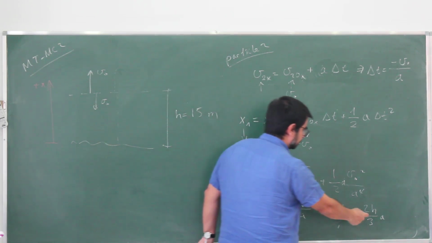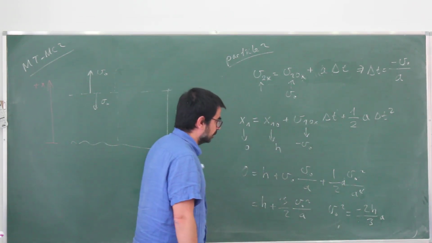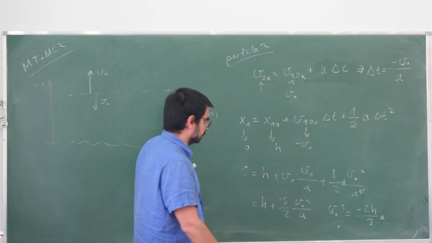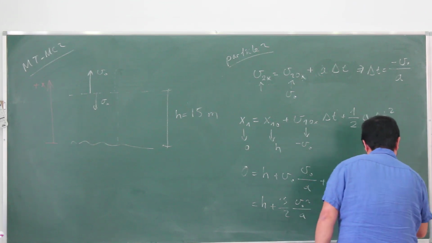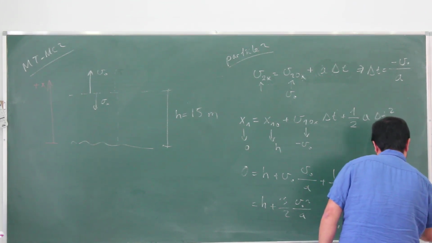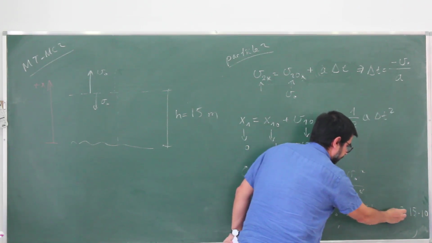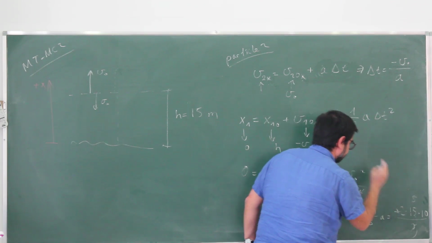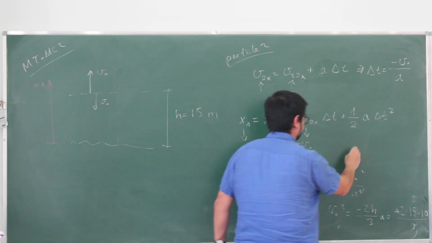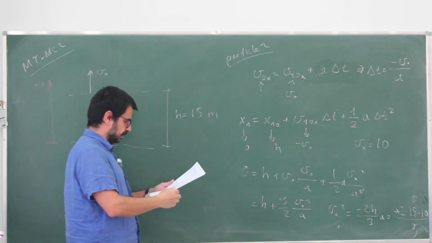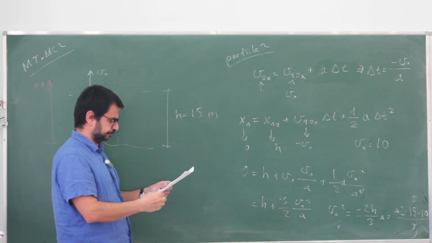So a here is going to be minus 10. And so you need to take a square root. H is 15, so you can maybe take the square root. So let's plug the numbers in. Minus 2 times 15 times minus 10 makes this plus. Divide by 3, this becomes 5, 10, 10. Oh, v0 is just 10. Okay, and that will be choice B for this one.